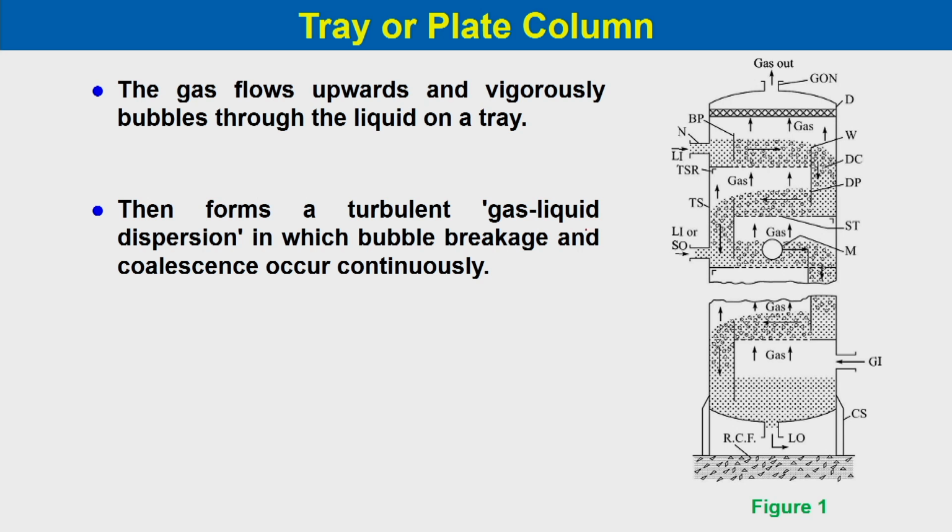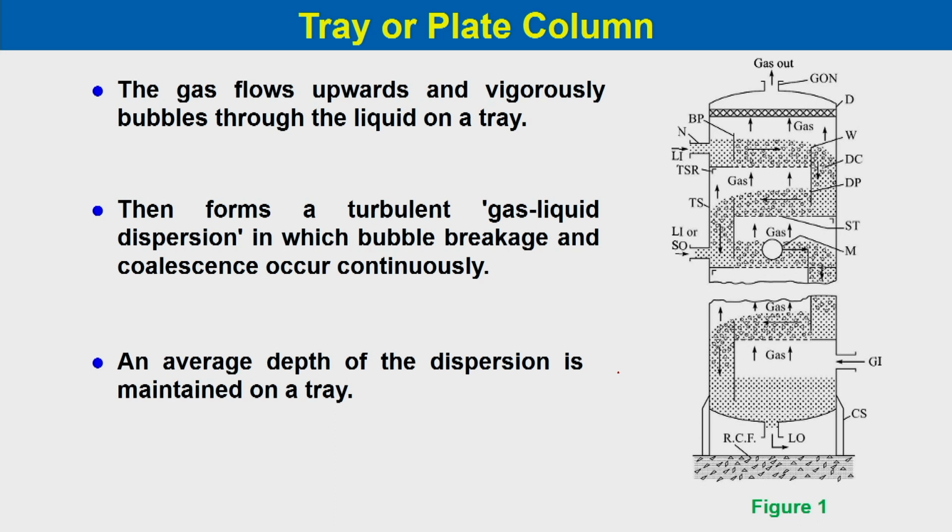Then forms a turbulent gas liquid dispersion in which bubble breaks and coalescence occurs continuously. So, once there is a liquid pool on a particular tray and gas bubbles through, there is a gas liquid dispersion, bubble breaks and coalesces and then it forms continuously, that this is a continuous process. An average depth of the dispersion is maintained on a tray. So, for each tray we need to maintain a particular depth of the liquid.